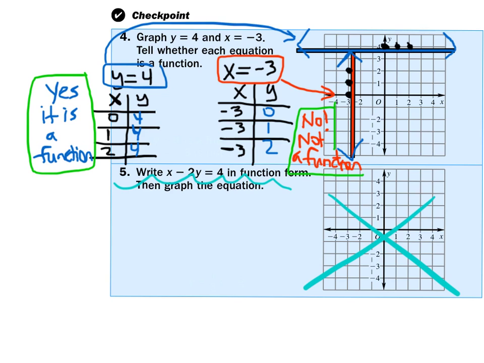Okay, take a look at checkpoint number 4. They want us to graph two different graphs. They want us to graph y equals 4 and x equals negative 3 on the same graph and then tell whether each is a function or not.